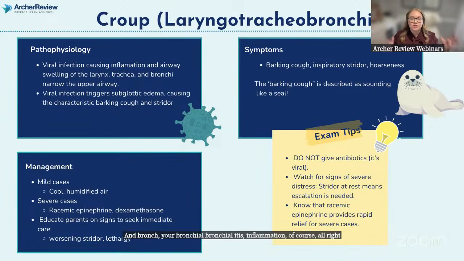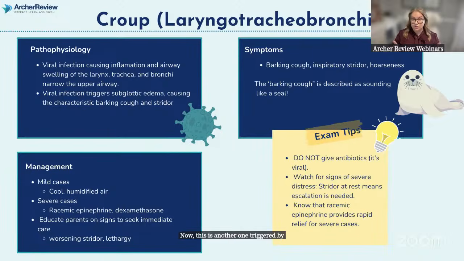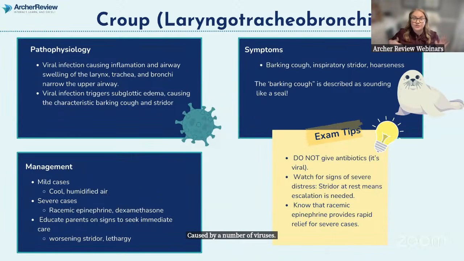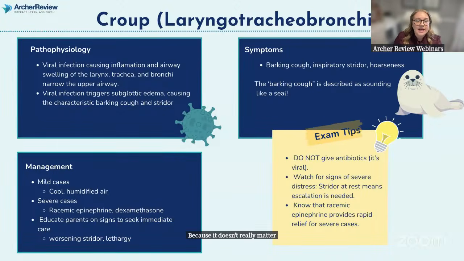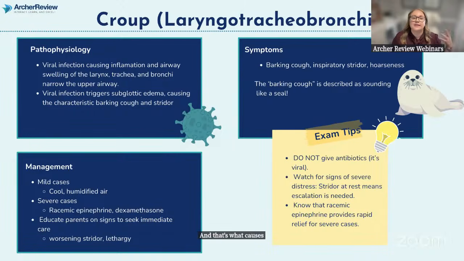So LTB, laryngotracheobronchitis, we have got inflammation all up in that upper airway, larynx, trachea, and the bronchi. Now, this is another one triggered by a viral infection, okay? Most of the time, it's parainfluenza, caused by a number of viruses. To be honest, a lot of times we don't even check to see which one it is because it doesn't really matter. We just know they got a virus and it triggered edema in that upper airway. So it got really swollen, really inflamed.